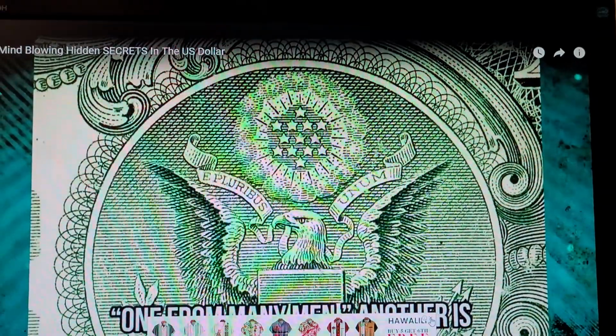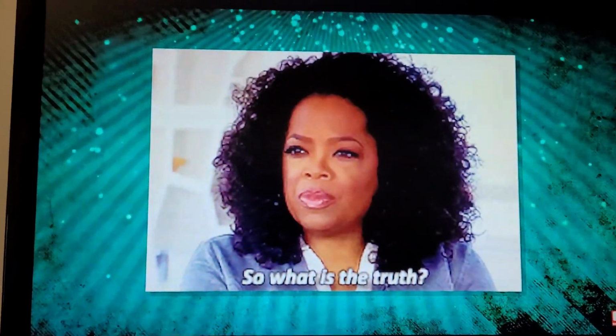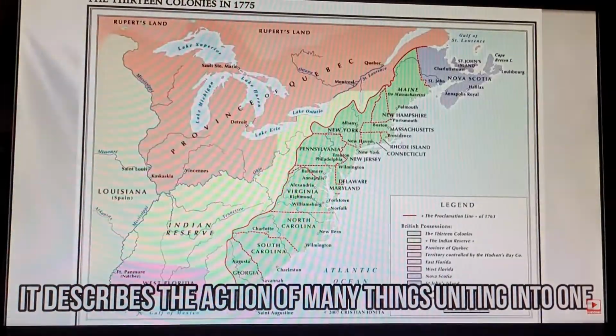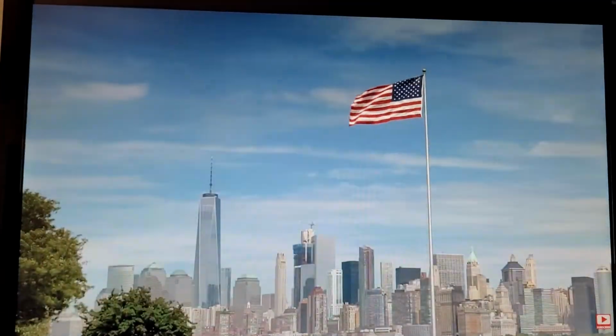One is one from many men, another is one from many women, and the final is one from many things. However, the meaning of the sentence is still the same. It describes the action of many things uniting into one. In this case, bringing together the 13 colonies and creating the United States of America.